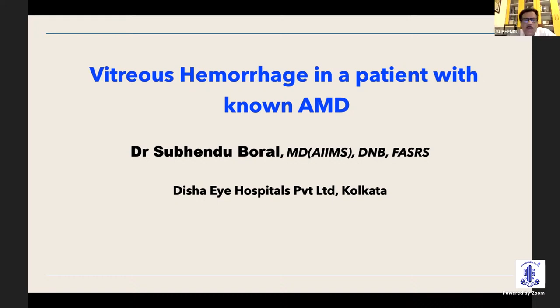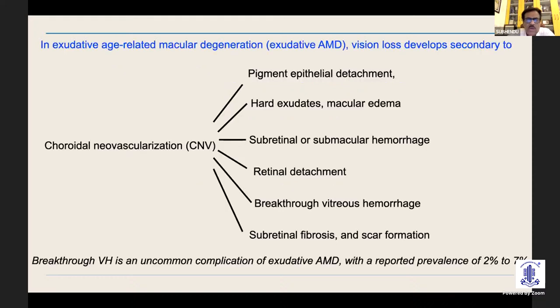So my topic is vitreous hemorrhage in a patient with known AMD. Sorry for joining late in your discussions; I had some other commitments. Coming to our topic, it is exudative AMD. The vision loss develops due to the presence of choroidal neovascularization, which can lead to retinal pigment epithelial detachment, hard exudate formation, macular edema, subretinal or submacular hemorrhage, retinal detachment, breakthrough vitreous hemorrhage, or subretinal fibrosis or scar formation.